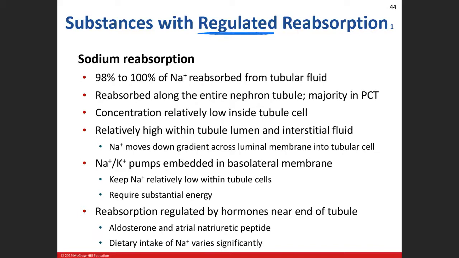So let's talk about sodium. Very important ion. We know the importance of sodium when we talked about certain physiological processes in our body. Pretty much the majority, if not all, of sodium is going to be resorbed from the tubular fluid. You kind of saw that a little bit when we were talking about glucose. So we're going to see resorption occurring across the nephron, and primarily in the proximal convoluted tubule. That's where everything goes on. Proximal convoluted tubule does a lot.